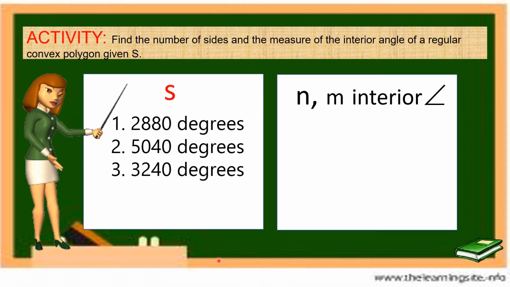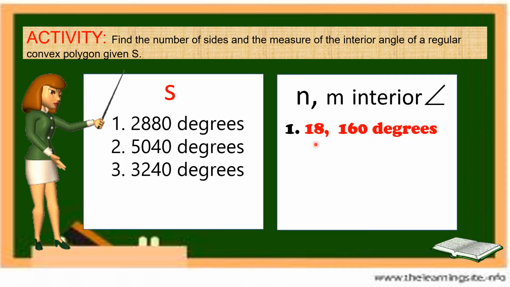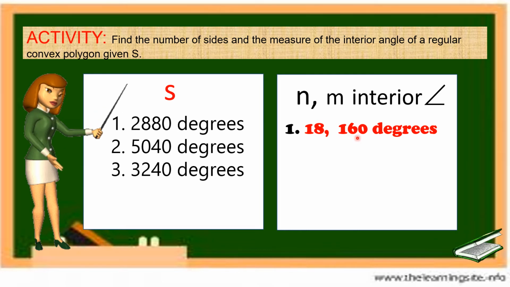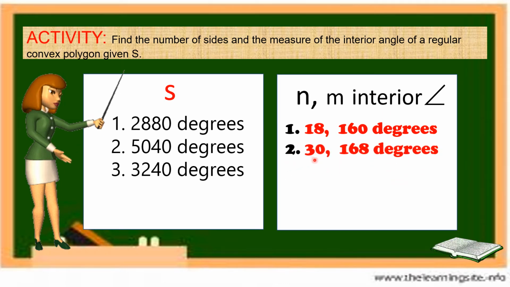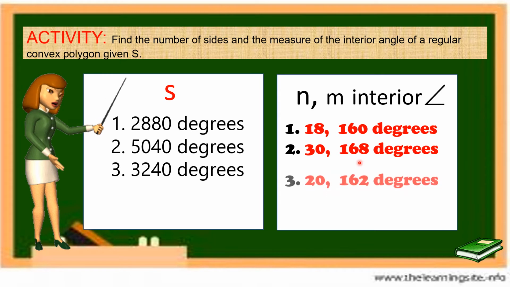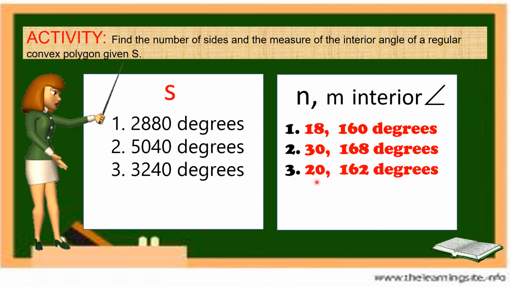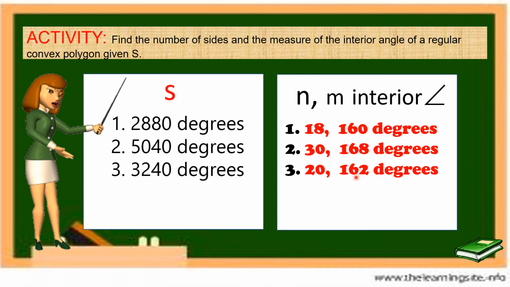What is the answer to number 1? So we have the number of sides is 18 and the measure of its interior angle is 160 degrees. How about number 2? N is 30 and the measure of its interior angle is 168 degrees. Next, N is 20 and what is the measure of its interior angle? The measure of its interior angle is 162 degrees.